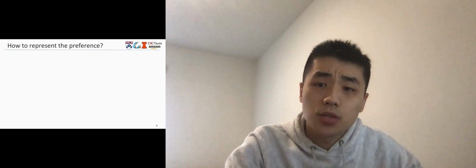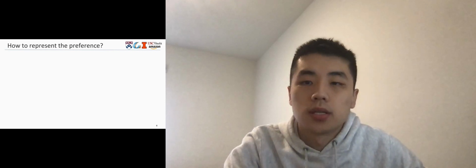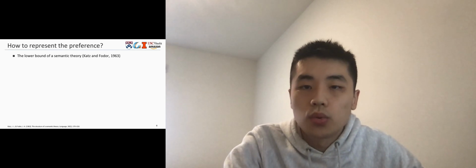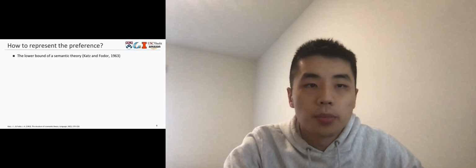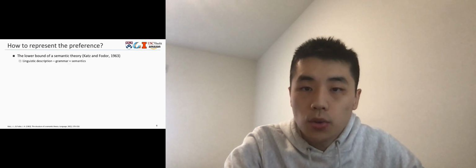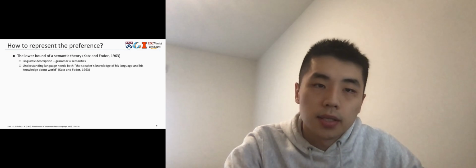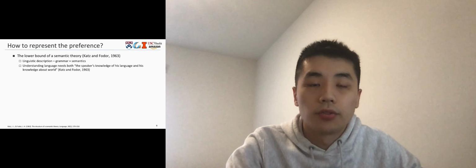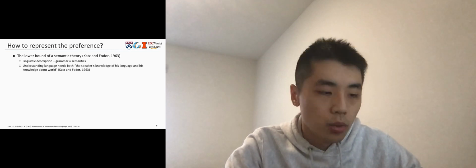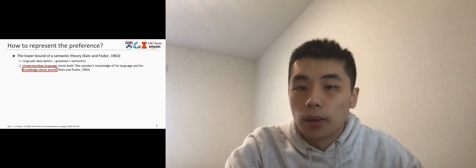Okay, so naturally, the next question would be how to represent such preference so that machines can understand common sense. To answer this question, we need to think about how this kind of preference is expressed in human language. Based on the lower bound of the semantic theory, if we remove the grammar from the linguistic description, we will get semantics. So basically, understanding language needs both the speaker's knowledge of the language and the knowledge about the world. And here, the knowledge about the world includes the common sense we care about.